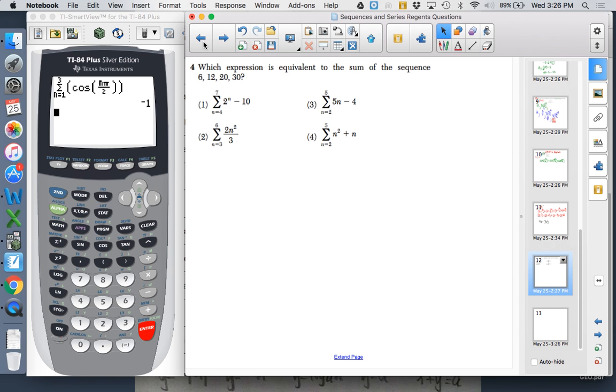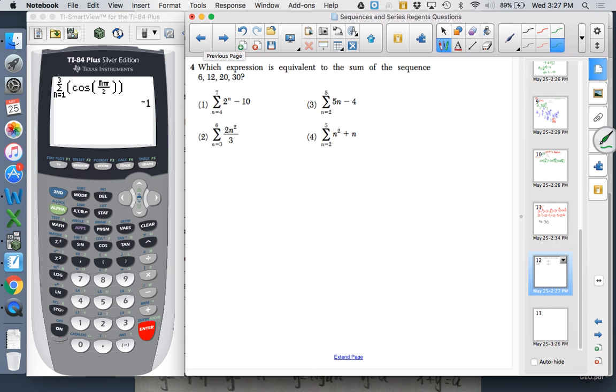Which expression is equivalent to the sum of the sequence 6, 12, 20, 30? If they give you the formulas as answers, you might just want to try to plug in. And if you plug in 1, or whatever first number you plug in, you should get 6 out. And if you don't, then it's not the right one. Something else that might help is to look to see, is it a common ratio or a common difference? Well, 6 to 12 goes plus 6. But if I try that again, plus 6, it does not work. It's not a common difference.